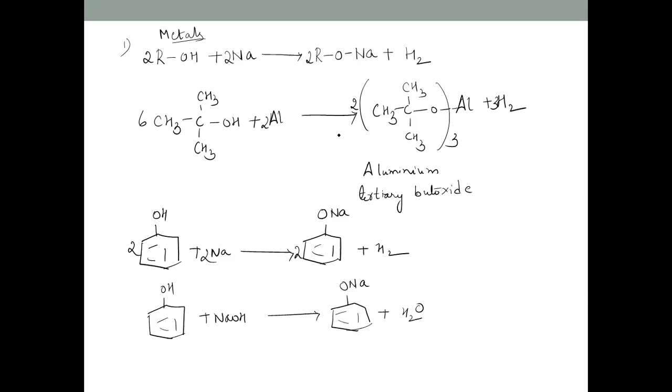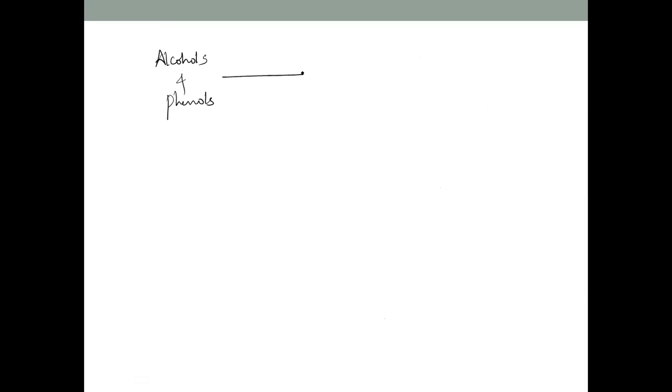Why? Because here they are able to give H+. So alcohols and phenols are therefore acting as what? Acids. All these above reactions show that they are acids, because they are able to give H+. So they are acting as Bronsted acids. Bronsted acids are those which can give a proton, right? They are nothing but proton donors. Since alcohols and phenols are able to give this H+, they are called Bronsted acids.